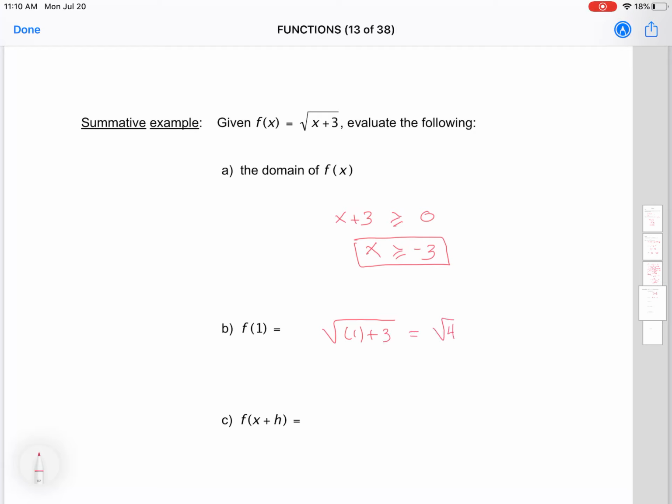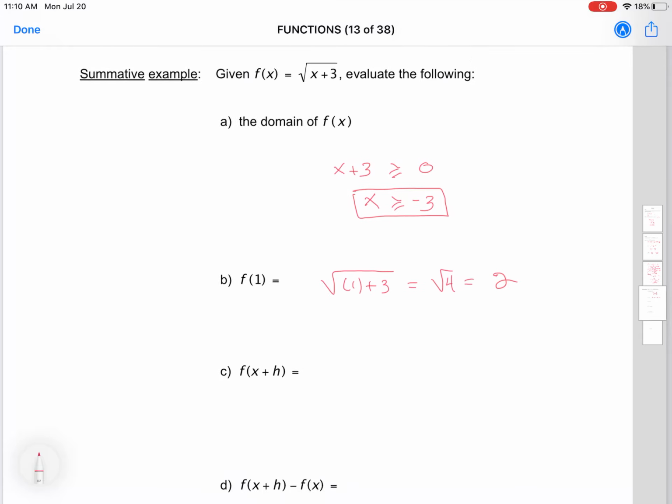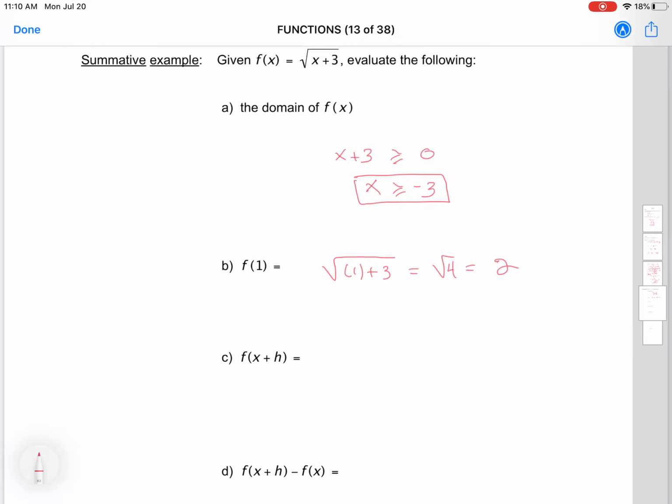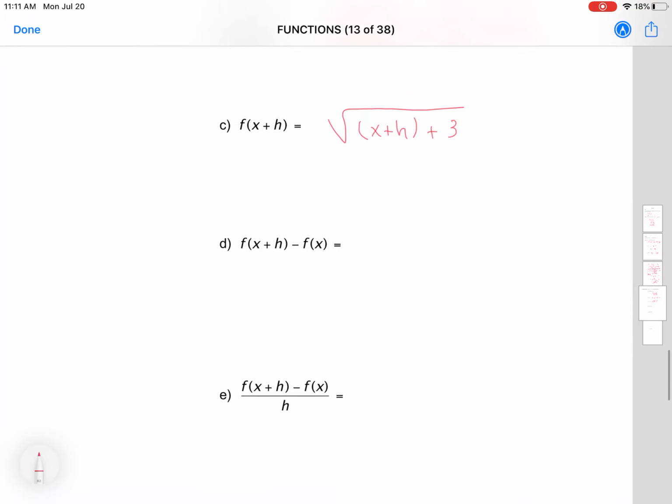F of 1 is the root of 1 plus 3, that's the root of 4, that's 2. Not plus or minus 2, just 2. What is f of x plus h? Well, I keep my function here so I can see it. F of x plus h is the root of, this was x plus 3. So now, in this bracket, instead of x, I am going to put x plus h.